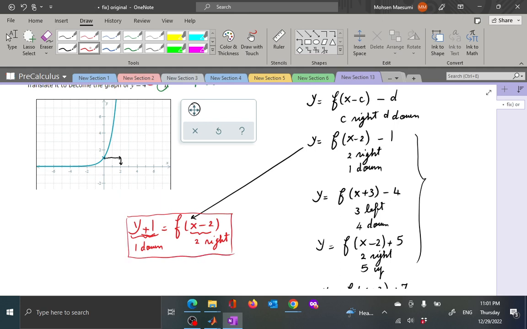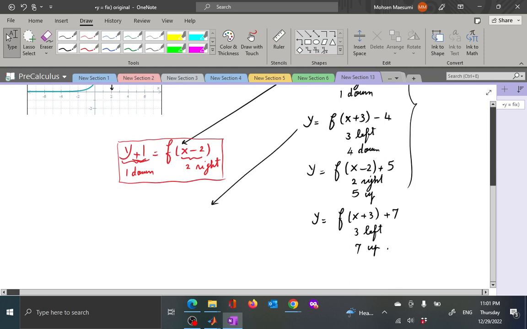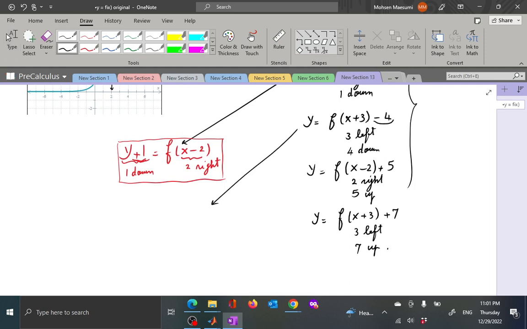Let me try one more time. So for example, this case, what do you think we should do? So that the x and y are treated the same way and we don't need 2 separate rules to memorize. This minus 4 is a modifier for y. Its place should be right next to that. So we take it to the other side, or if you wish, add a 4 to both sides. It becomes y plus 4 is equal to f of x plus 3.